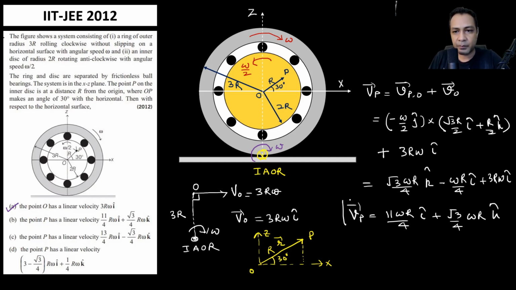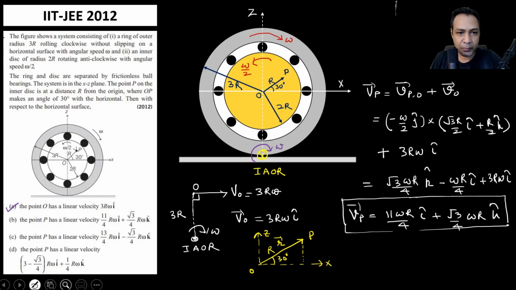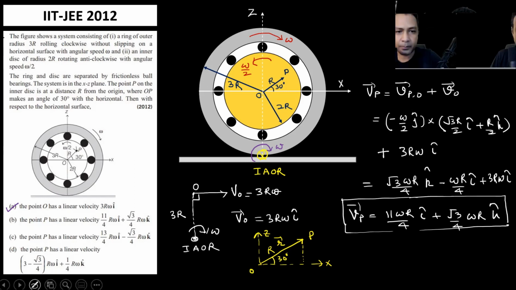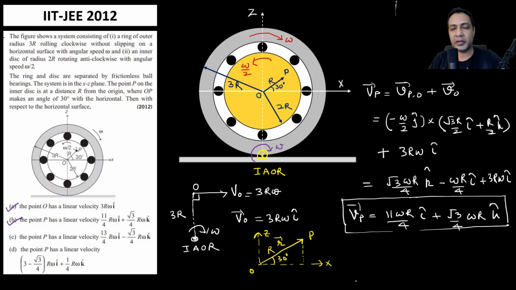So this is the linear velocity of point P, and let me check which of the 3 options B, C, D is correct. We immediately get that option B is a correct option. So we have got 2 correct options, A and B, and that is our answer. Thank you.